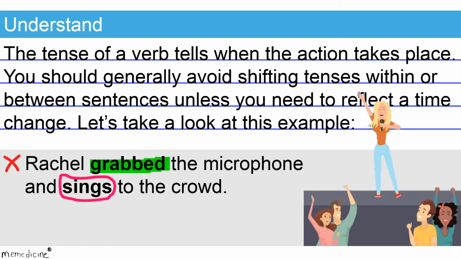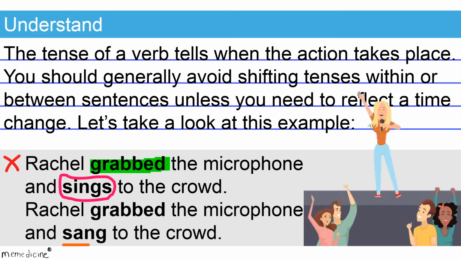Change sings to its simple, singular, third person, past tense verb form to restore consistency. There you have it. We've changed sings to sang. It's simple, singular, third person, past tense verb form. We have restored consistency in this sentence, and this new verb form is correct.